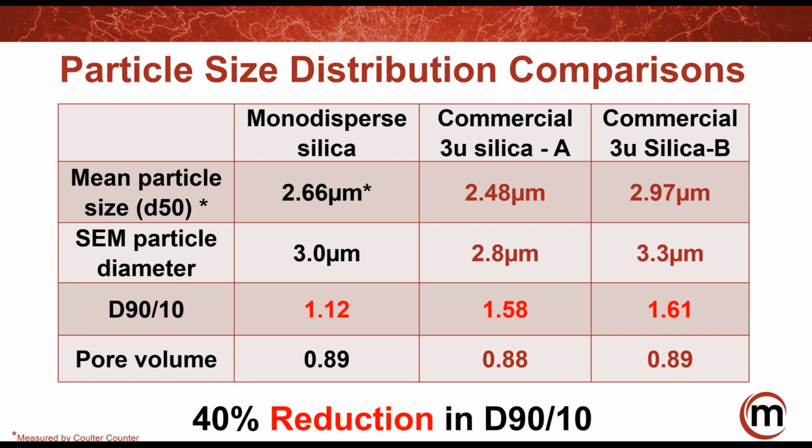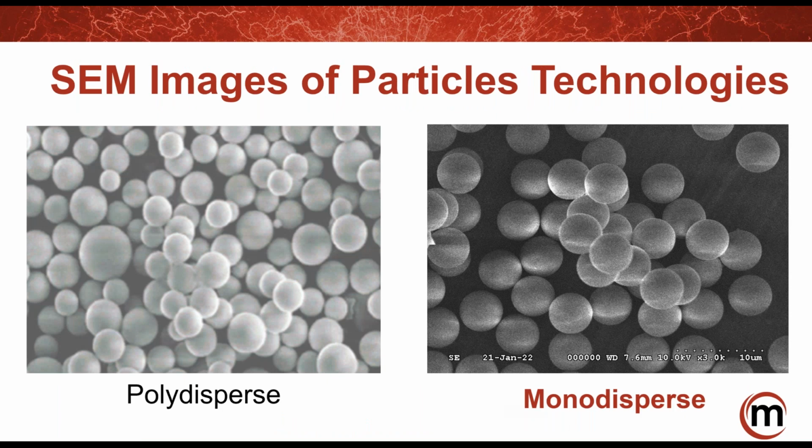So we measure it with a Coulter counter. And what you do to measure particle size distribution is you look at the 90th percentile and you divide the count of particles at the 90th percentile by the count of particles at the 10th percentile. And the closer that factor is to 1, the more monodisperse the material. The commercially available silicas are closer to 1.6. The new material here is around 1.1, and visually you can just see how that is different using a scanning microscope.